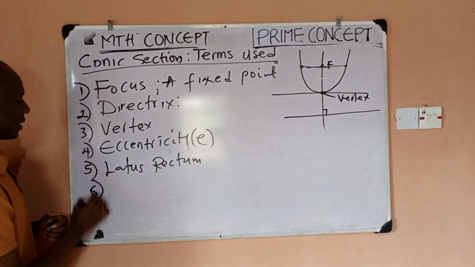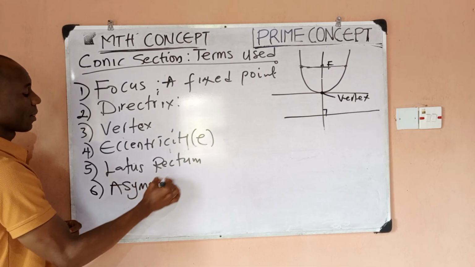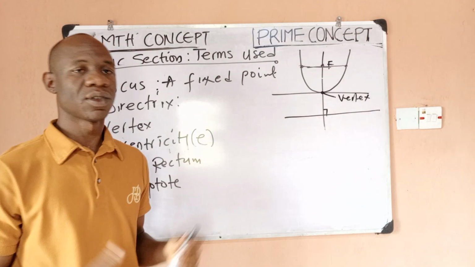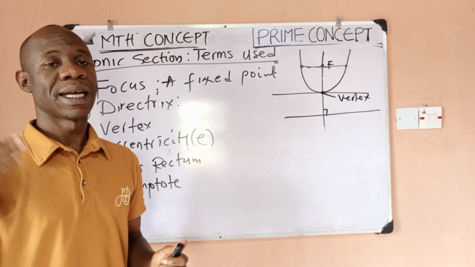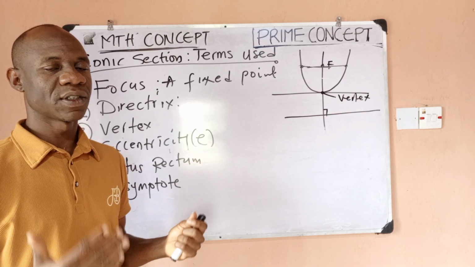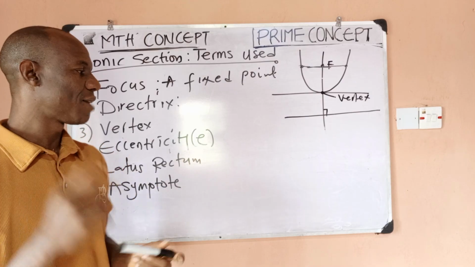Then number 6 is asymptote. What is the asymptote? An asymptote is also a line. An asymptote is a straight line that a curve approaches but never touches or crosses.